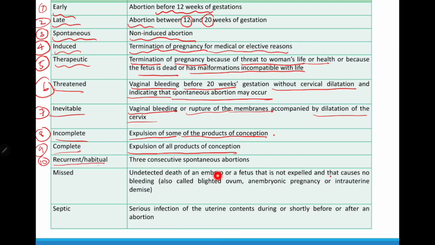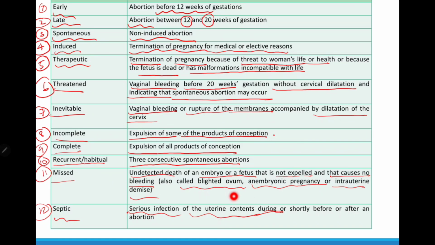Then you have recurrent or habitual. What do you mean by recurrent or habitual? Recurrent or habitual means there are 3 consecutive spontaneous abortions. Then you have missed abortion: detected death of an embryo or a fetus that is not expelled and that causes no bleeding. It's also known as a blighted ovum or an embryonic pregnancy or intrauterine demise. And the last one, you have a septic abortion, where there is a serious infection of the uterine contents during and shortly before or after an abortion.